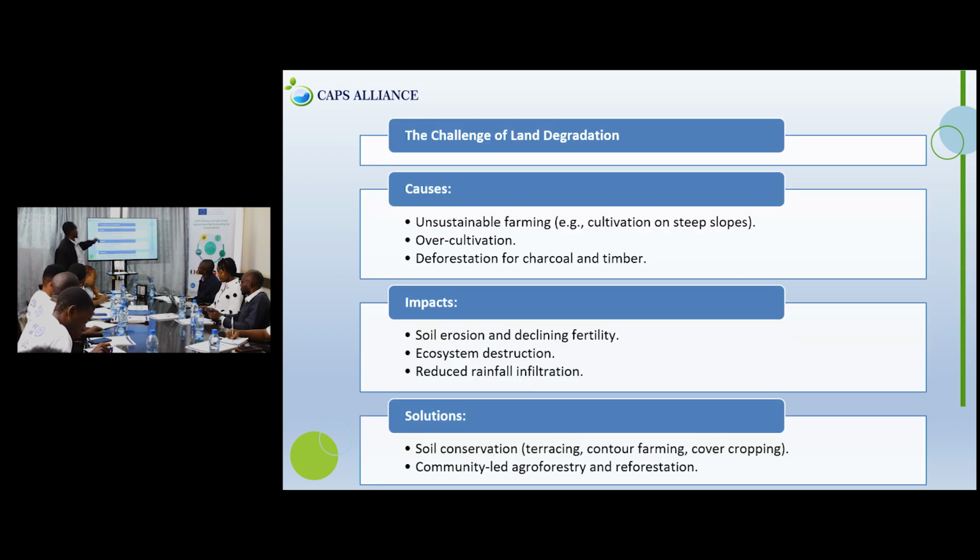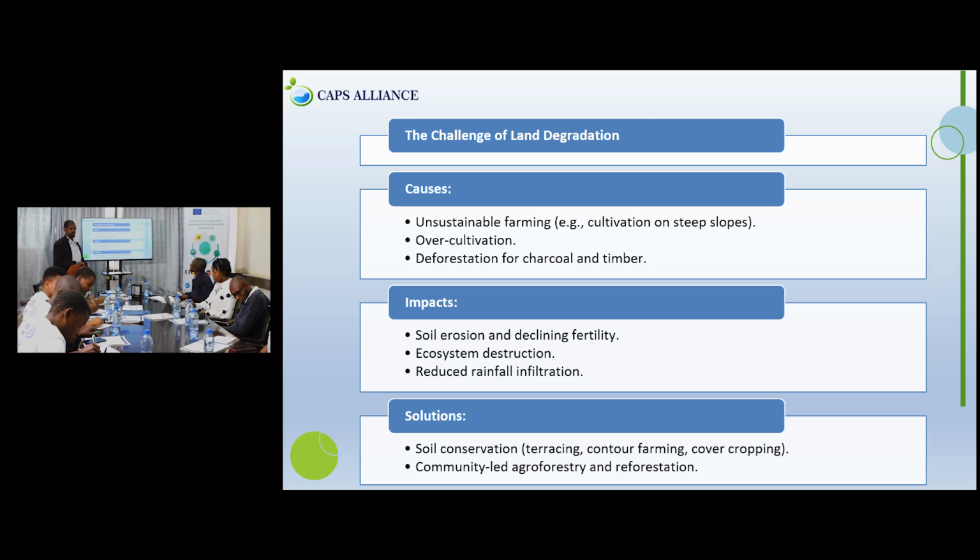Okay, so now the challenge of land degradation. You are saying unsustainable farming, e.g. cultivation on steep slopes. If you are cultivating in a sloping area and you do not have terraces, you don't have alleys for that matter, then there will be land degradation. And over cultivation, you are using the same land over and over again. If you are doing maize, you do maize forever. You are not doing intercropping, you are not doing crop rotation, then that is going to lead to land degradation.